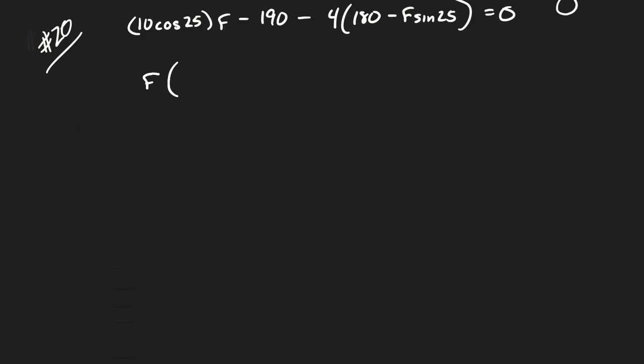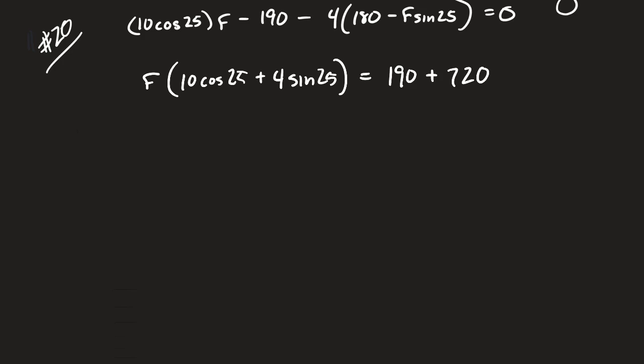F times (10 cos 25 plus 4 sine 25) equals 190 plus 0.4 times 18 times 10, which is 720. There you go. That's the answer. You can find F. I can't do the rest because I don't know what cosine and sine of 25 are. But you guys are likely to be able to.